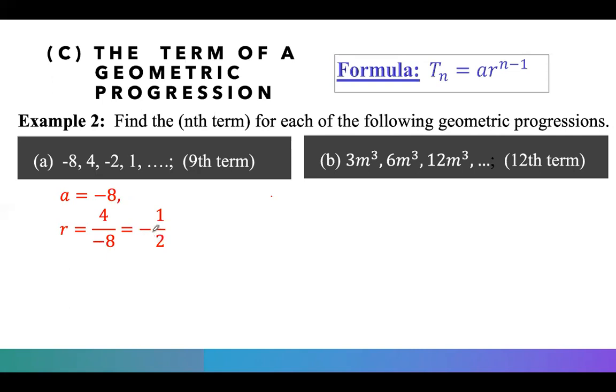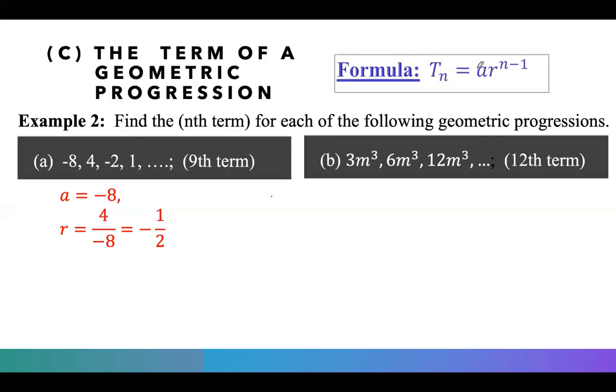Therefore, you get -1/2. Remember, if the question says that this is a geometric progression, you do not need to find another ratio, that is -2 divided by 4. Because it is already stated to be a geometric progression, the common ratio must be the same. So R equals 4 over -8 equals -1/2. This is our common ratio, and this is our first term.